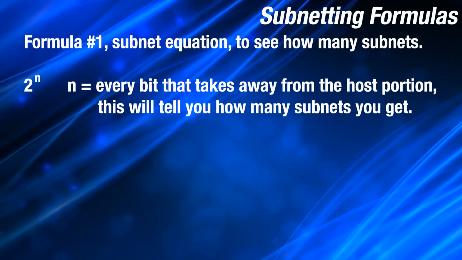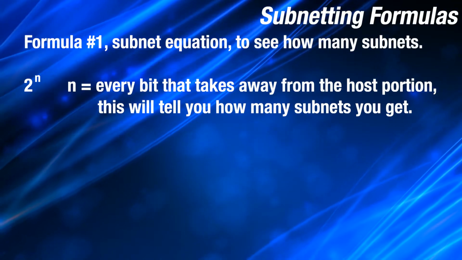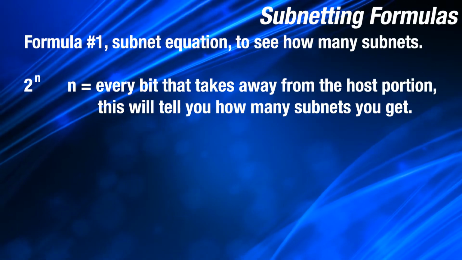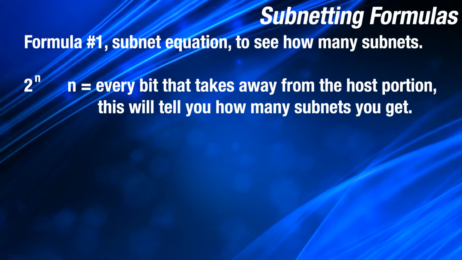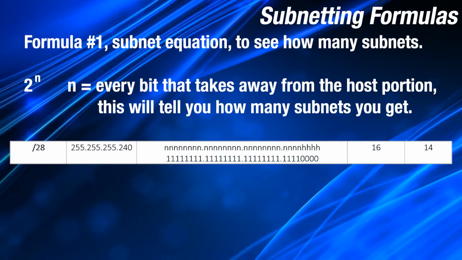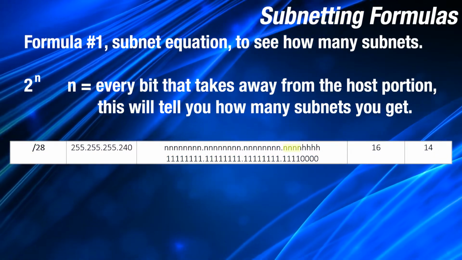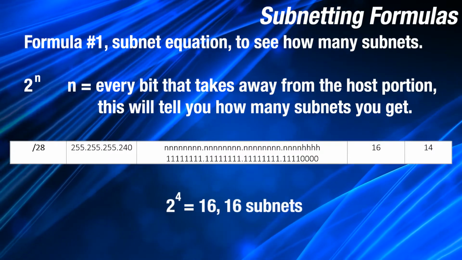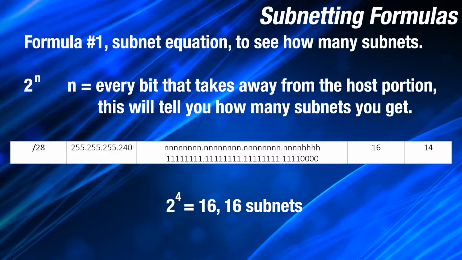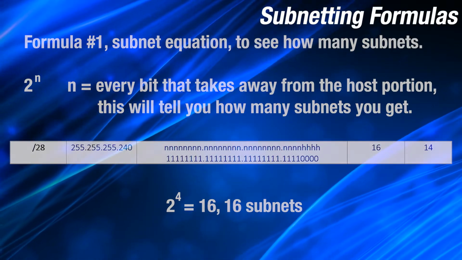When subnetting, you need to keep in mind these 2 formulas. The first formula will allow you to see how many subnets you are creating. It goes 2 to the power of n, n being how many host bits you borrow and turn into network bits for your subnet mask. As an example, if I borrow 4 host bits and turn them into network bits, I get 16 when I do 2 to the power of 4, giving me, again, 16 subnets.